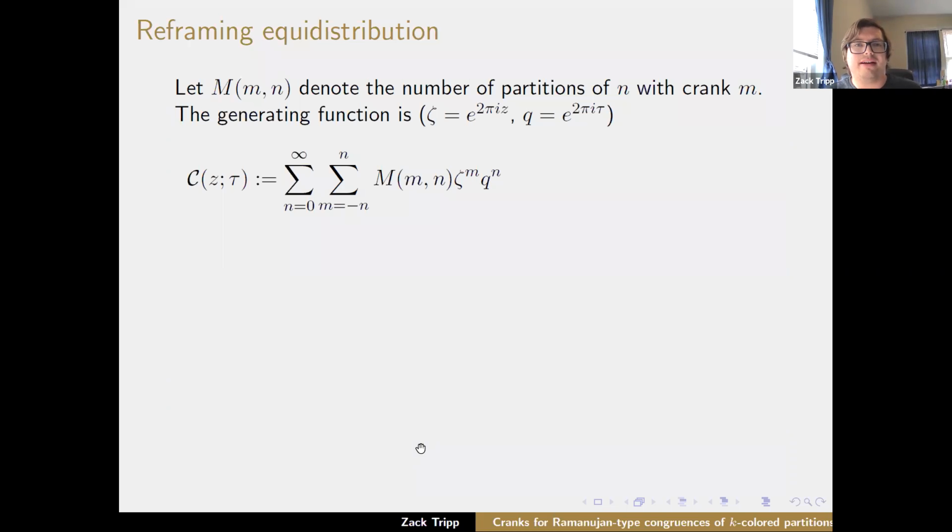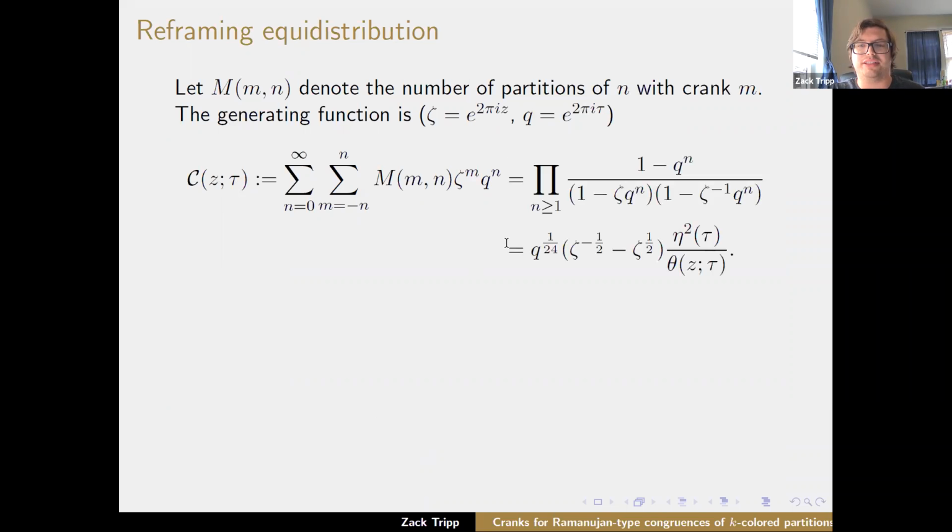Before we get there, I'm going to mention one way of reframing the idea of equidistribution. Namely, let capital M of little m, n denote the number of partitions of n with crank m, and write down the generating function for this, which, as Ian mentioned, has some nice ways to write it. Namely, we have this nice product formula. It also turns out to be just eta squared over theta, if you're interested in modular forms or Jacobi forms.